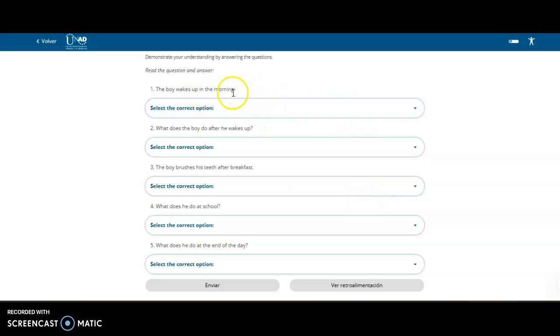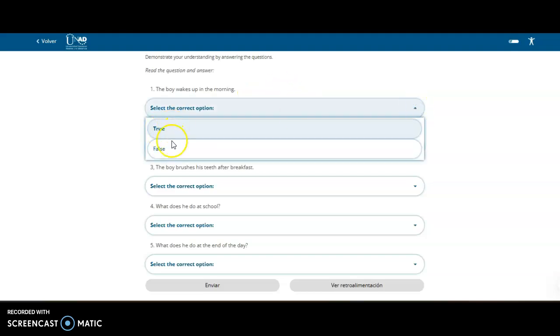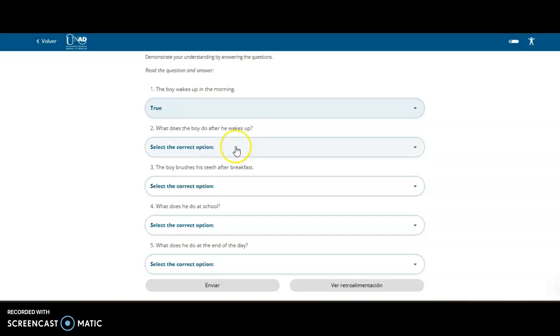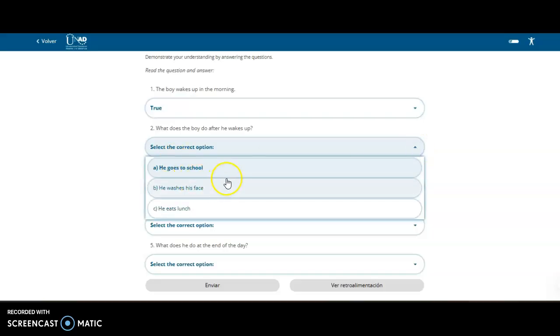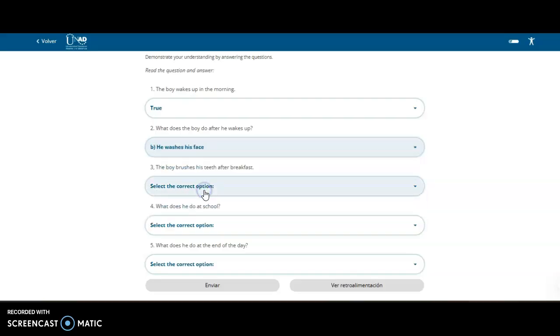So in that video, the boy wakes up in the morning. So we say it is true or false. In that case, it's true. What does the boy do after he wakes up? Well, when he wakes up, he usually washes his face. His face, he washes, okay? Because the boy is he, third person.